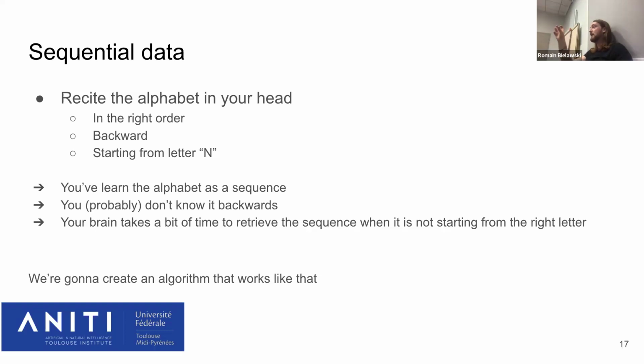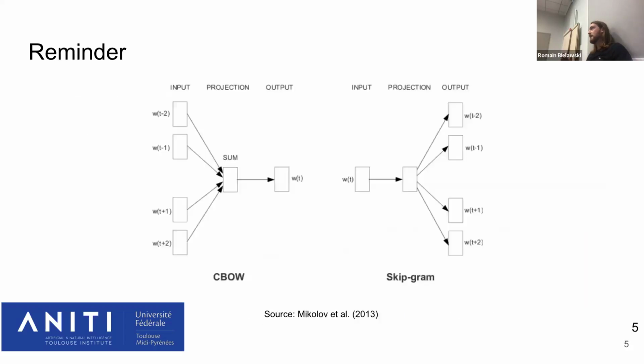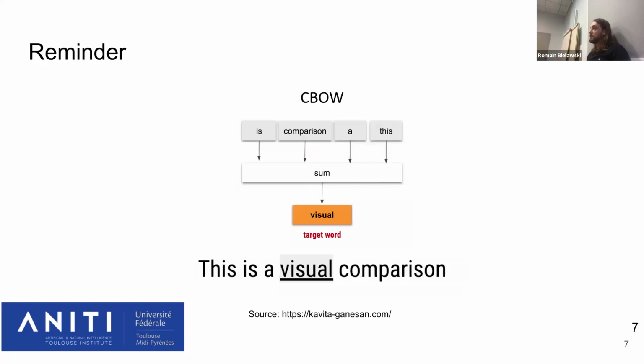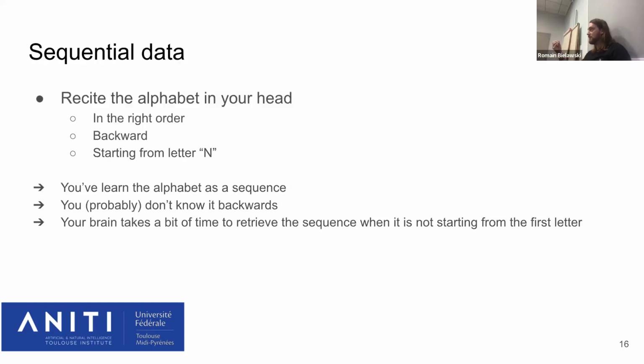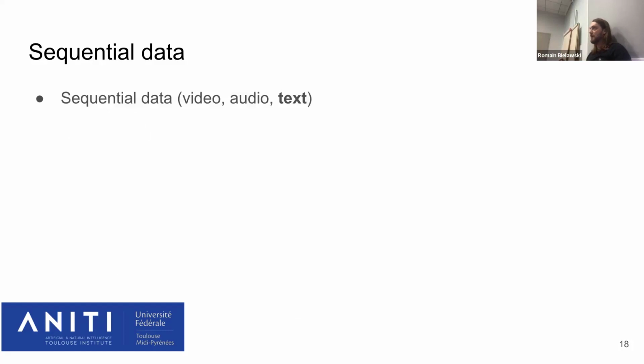And we're going to basically create an algorithm that has the same kind of behavior, which means it will know the language in a sequential way, which word2vec does not do, right? Because word2vec averages the embeddings, and so it's not sequential. If you change the order of the words for word2vec, it's basically the same. And we don't want that, because we want to understand the language as a sequence. And so sequential data can be many kinds of data, right? It could be video, audio, and here we're going to work with text.